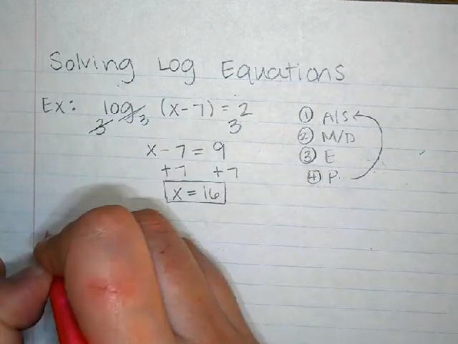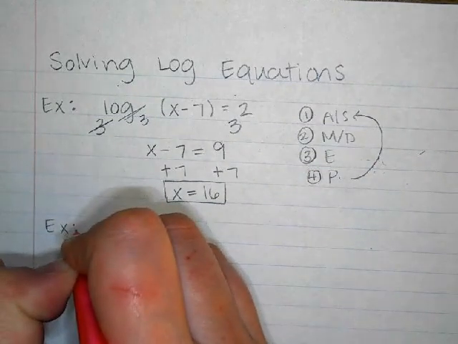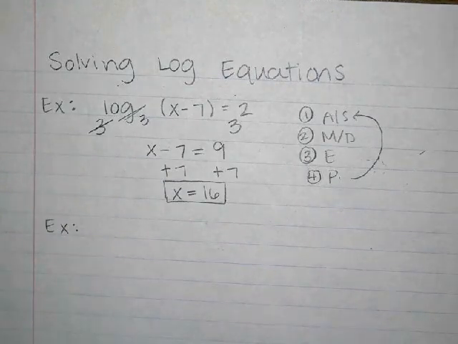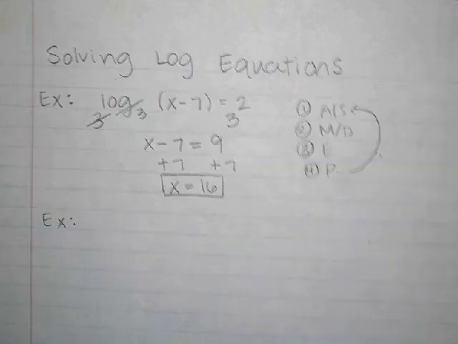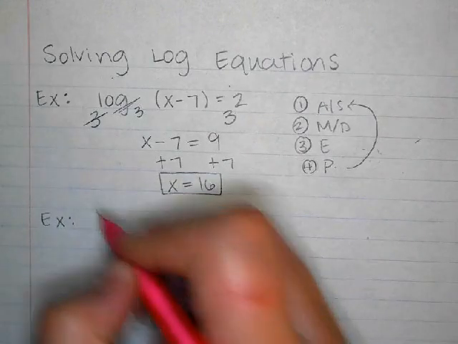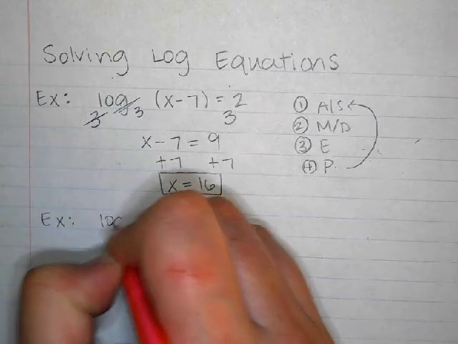All right, this one is going to require a little bit more effort. We're still going to have a situation where we have logs on one side, but we're going to have two places where there's an x value. And so we are not going to be able to do our order of operations backwards.